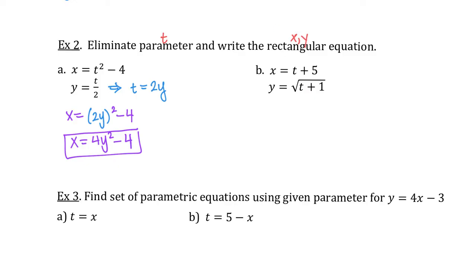Let's see, which equation looks easier to solve for t? I think I'm going to solve for t on the first equation because it looks a little nicer, or easier, I should say. If I want to solve for t, I can minus the 5 and I get t equals x minus 5. I'm going to plug that into the second equation where the t is.